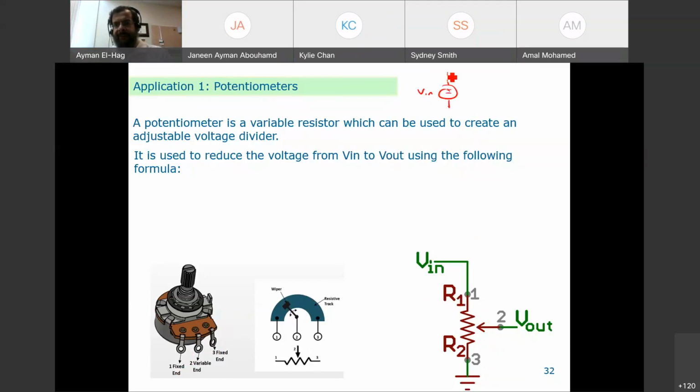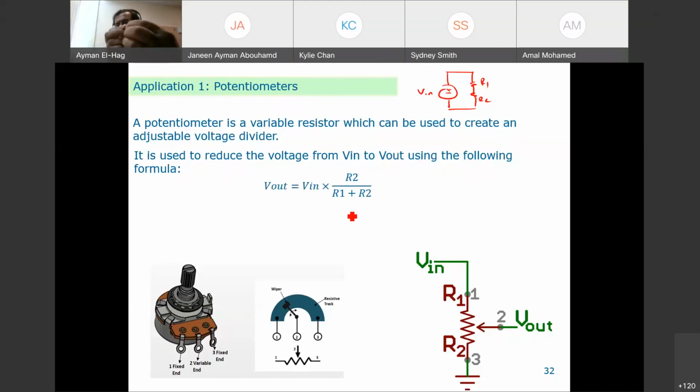Vn, R1, R2, and I'm measuring the voltage across R2. So R1 and R2 are in series. This is the voltage division. Your V out, which is the voltage across R2, is basically equal to Vn times R2 over R1 plus R2.